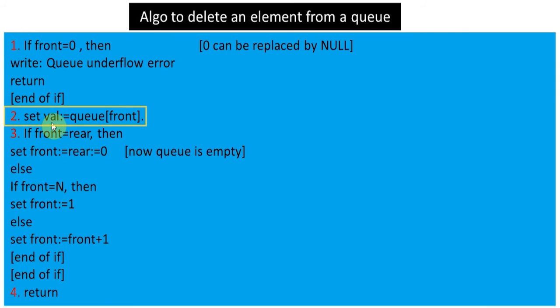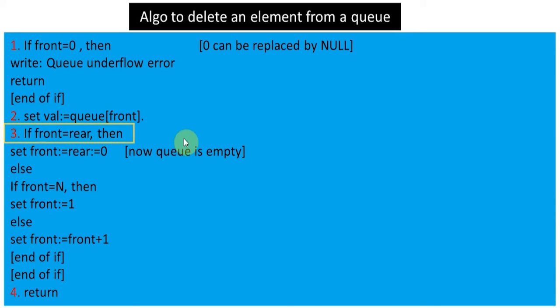So in the second step, what I am going to do is extract the element which is in the front and put it into the variable val, because of course our purpose of extracting an element, that is deleting an element from a queue, is just to use it somewhere in the logic, in some other part of the algorithm. So what I am doing is, queue front, that is the element which is at the front, will be put into the variable val, or the name of the variable could be anything. Now we go to step number 3.